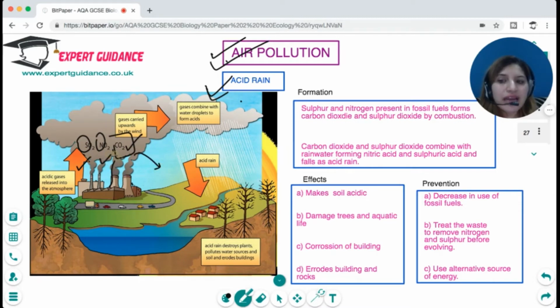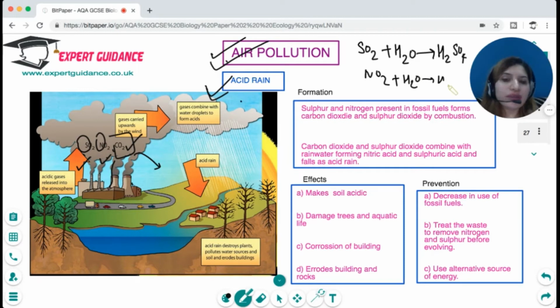But sulfur dioxide and nitrogen dioxide come and react with the rainwater. As the sulfur dioxide reacts with rainwater, it forms sulfuric acid. And when nitrogen dioxide reacts with the rainwater, it forms nitric acid. And they fall as acid rain. And what effect are they having? They're making the soil acidic, damaging trees and aquatic life. They're corroding buildings and eroding rocks.